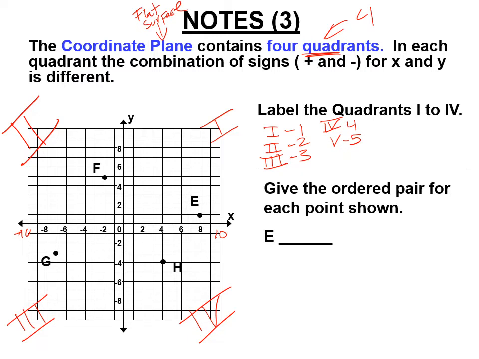All right, so what's the order for E? All right, so you get the first number from X, so it's 8. You get the second number from Y, 1. Okay, so we should all have been able to do that. Now, where is F?